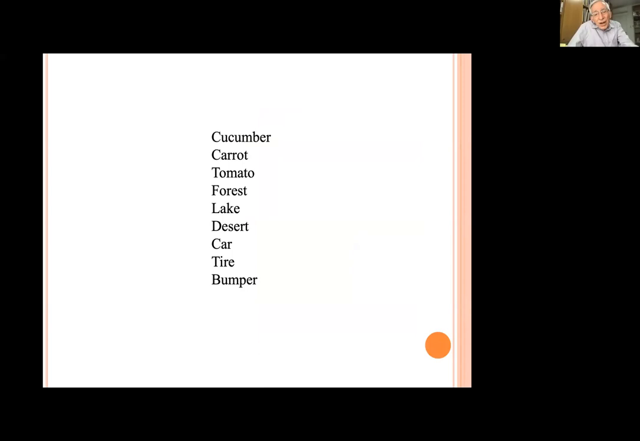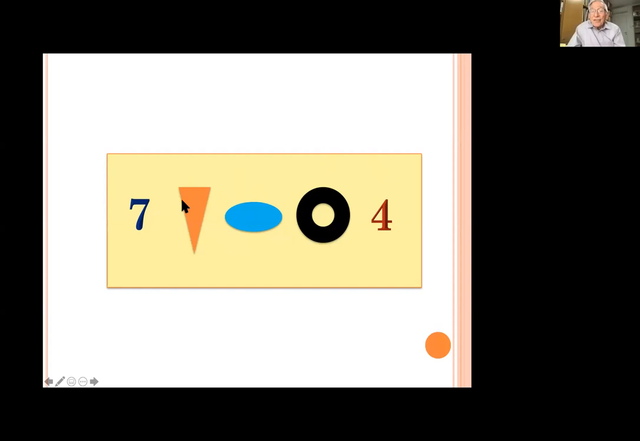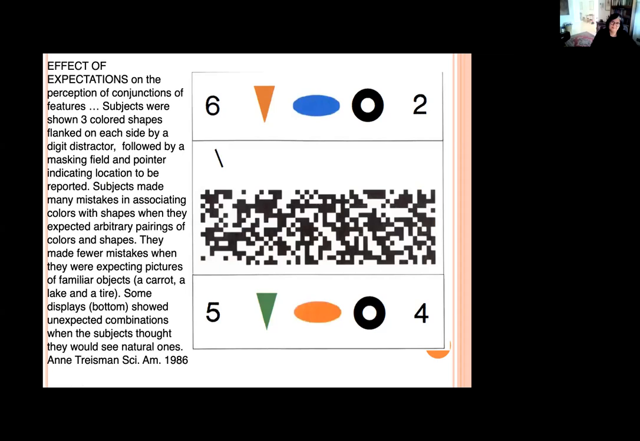Now we're going to do the same experiment again. Remember the two numbers, I have to know the two numbers on the two sides. Okay, what were the shapes and what were the colors of the shapes? Orange triangle. Light blue. Blue ellipse, I thought. The triangle was blue. So this time, we saw the carrot, the lake, and the tire. Oh, okay. This is in the Scientific American paper by Treisman, okay? You can look it up.